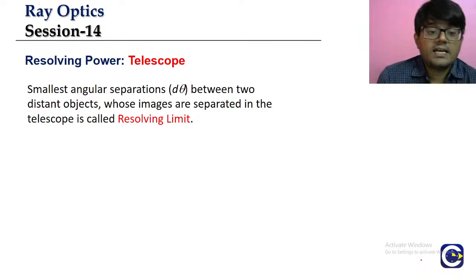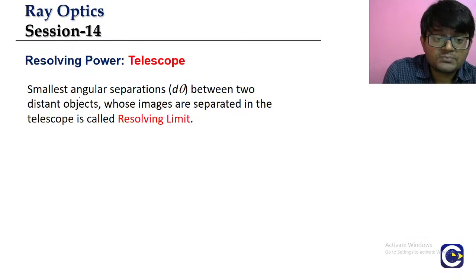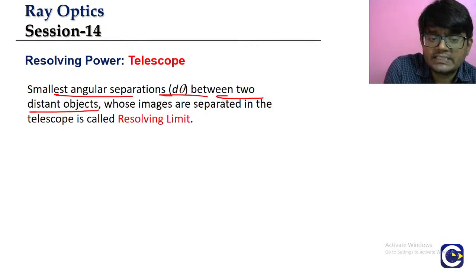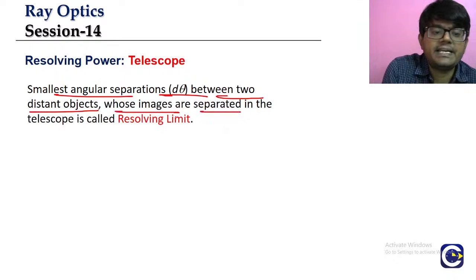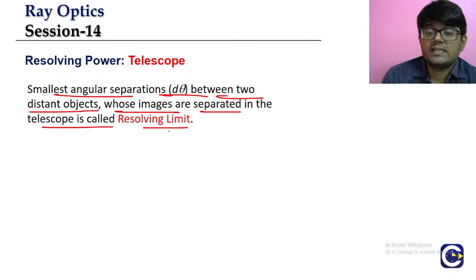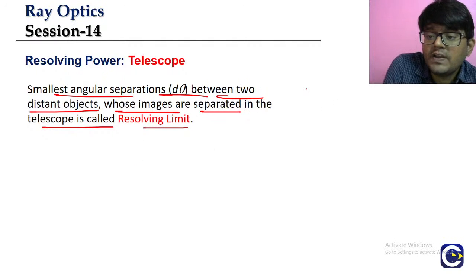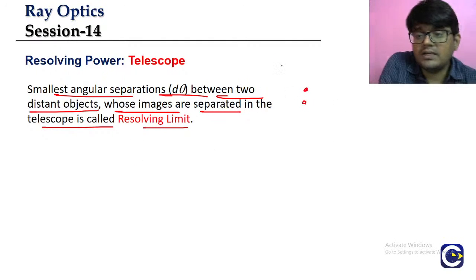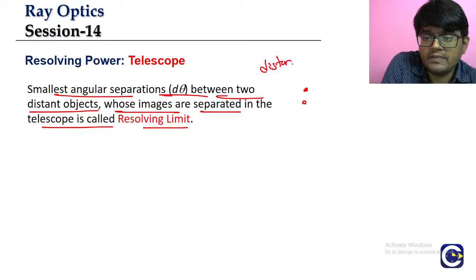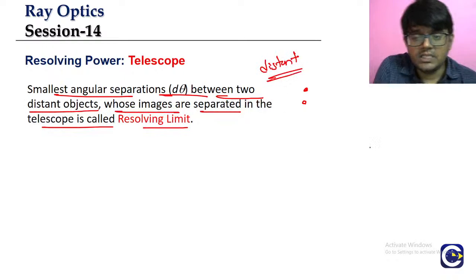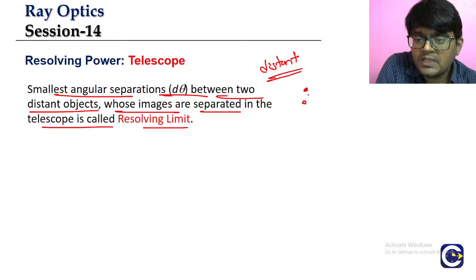So what is this resolving limit and resolving power? Look at this. The smallest angular separation between two distant objects whose images can be seen separated. That is what we call the resolving limit. Here, when we talk about the object that we observe using a telescope, the object will be distant.